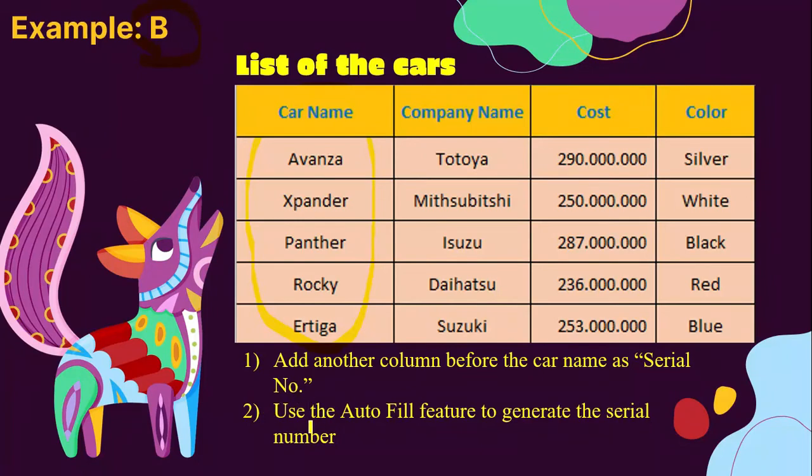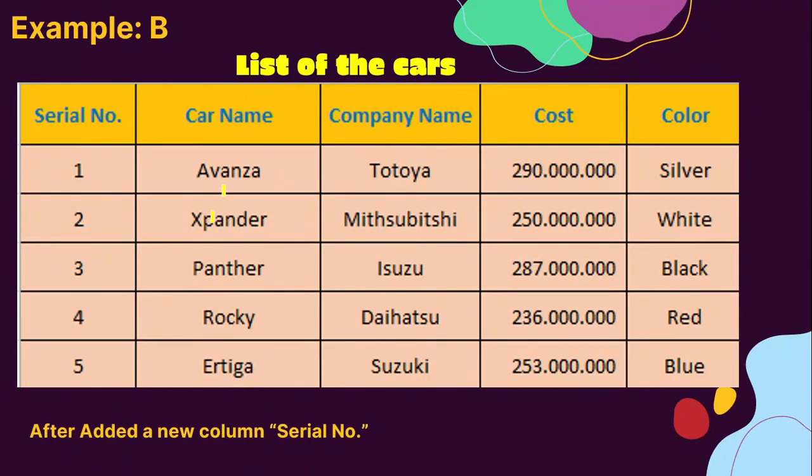Serial number. Use the autofill feature. I hope you still remember how to use the autofill feature to generate the serial number. Like this one, the example. If you have added the serial number, you can see it like this. This has a new column with the name serial number. So in here we have 5 columns: 1, 2, 3, 4, 5.